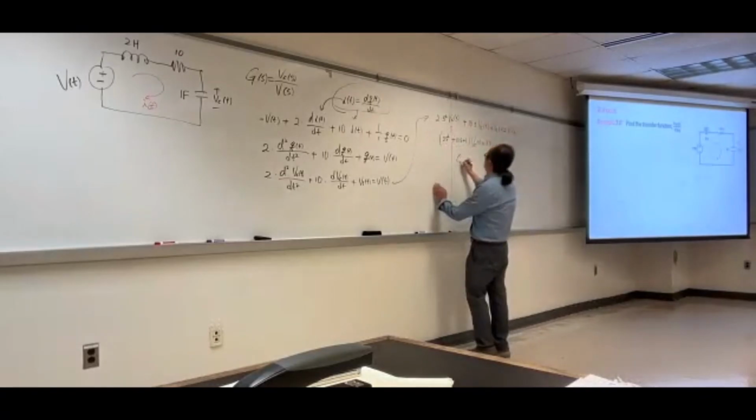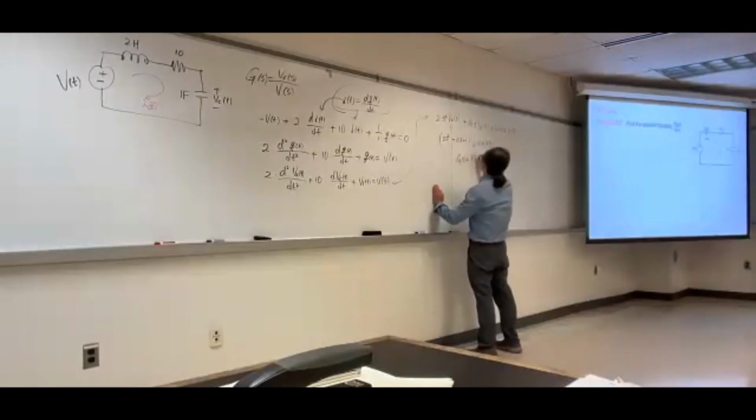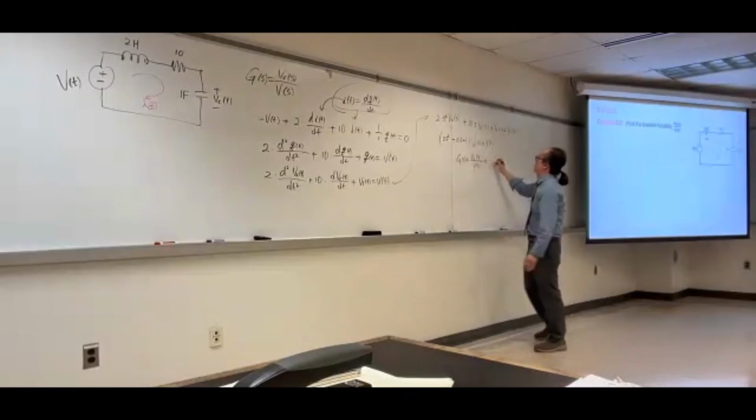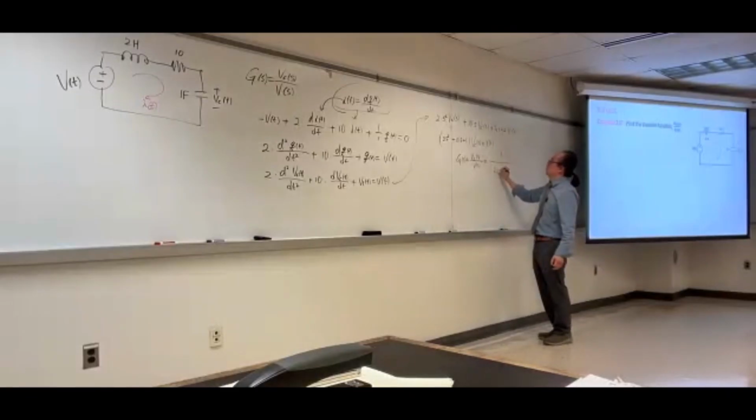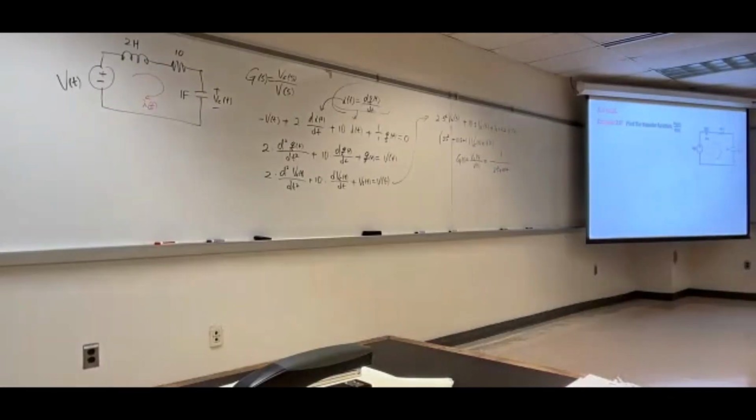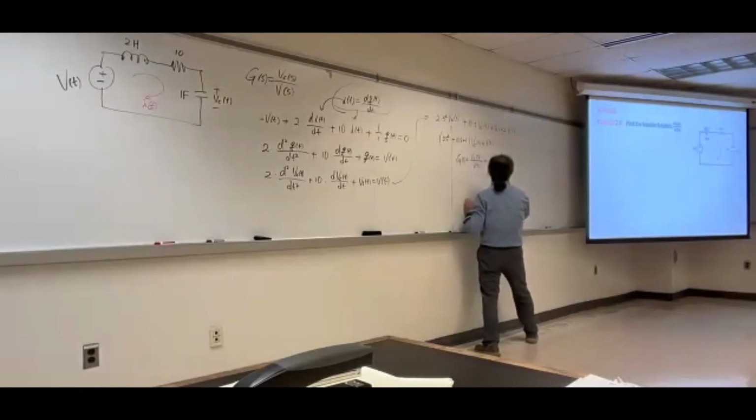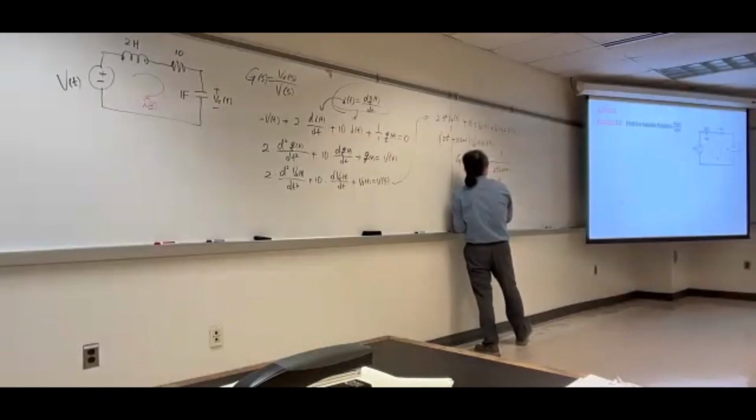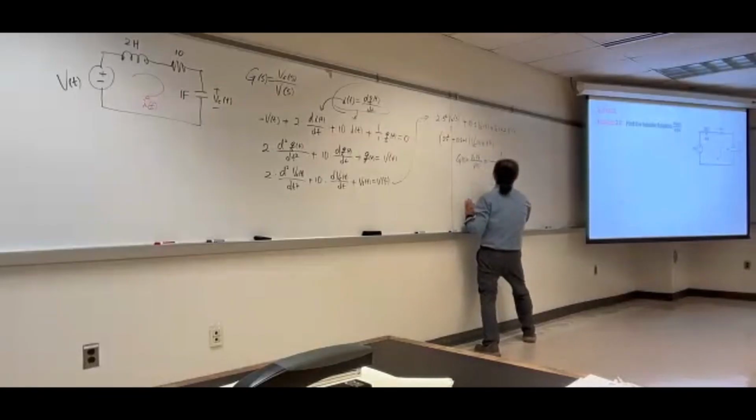Our transfer function G(s) equals Vc(s) over V(s). Therefore, we need to have 1 over 2s squared plus 10s plus 1. So that's our transfer function. The final answer should be, we divide top and bottom by 2, then s squared plus 5s plus 1/2.